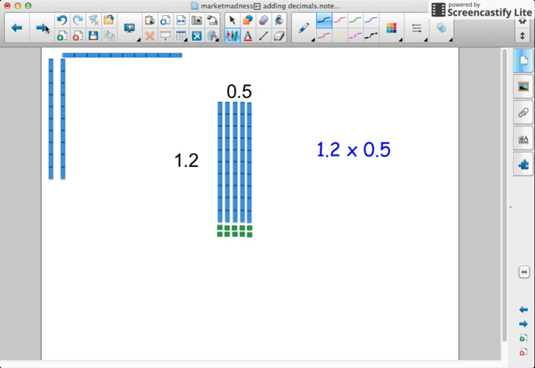If I had 1.2 times 0.5, my length here is 1 and I have 0.2 right here. I only have 5 tenths on top. To fill in those, I need 1, 2, 3, 4, 5, 6, 7, 8, 9, that's 10 hundredths, which is the same as 1/10, right? If I regroup those into those, I have 1, 2, 3, 4, 5 tenths here. So 5 tenths and 1/10 ends up equaling 6 tenths, or 0.6.